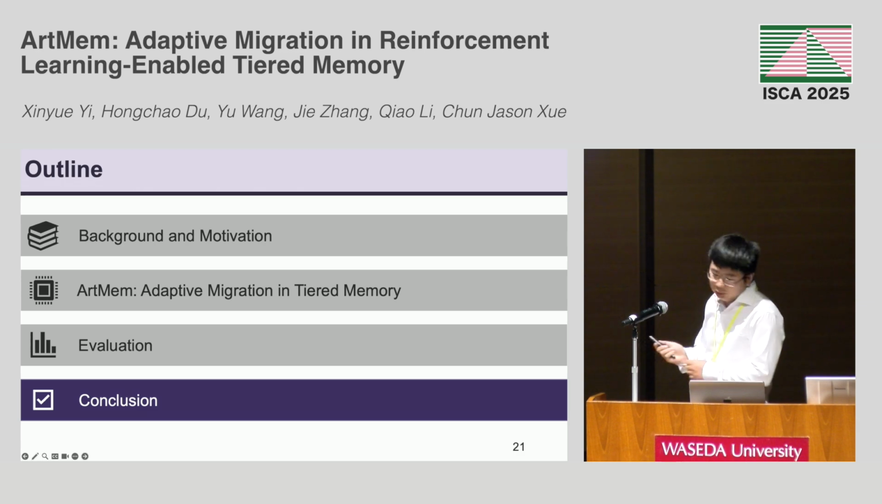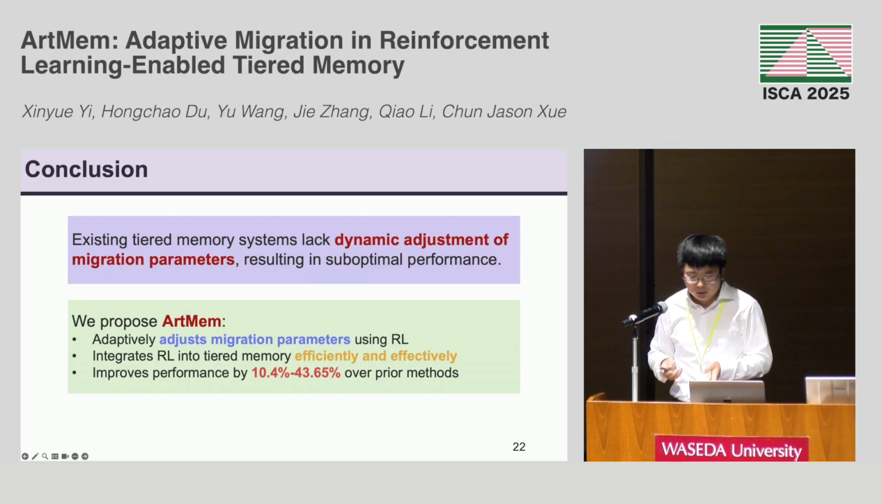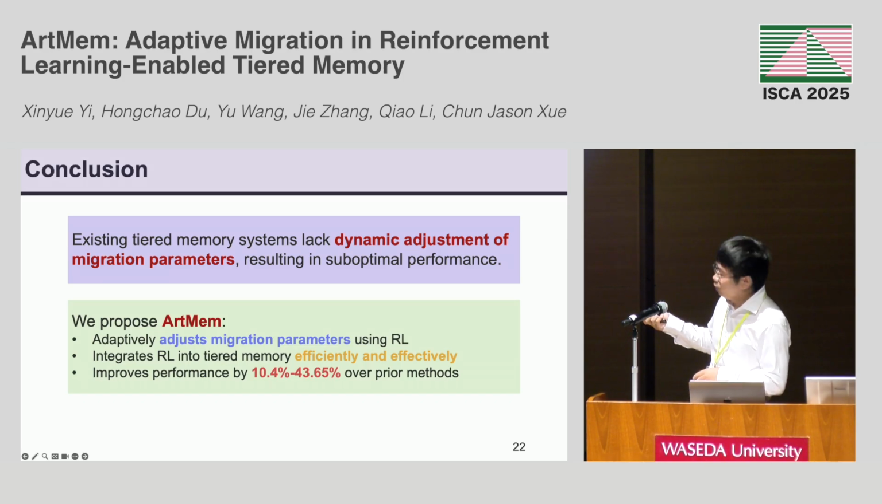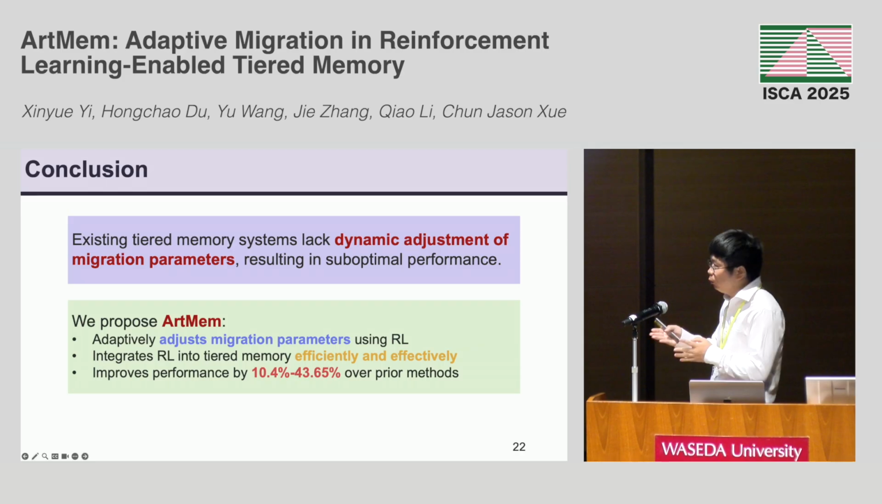Let me conclude with our main contribution and impact. In summary, existing tiered memory systems lack dynamic adjustment of migration parameters, resulting in suboptimal performance across diverse workloads. ArtMem addresses this through three key contributions. ArtMem represents a fundamental shift from static or heuristic approaches to adopting learning-based memory management.